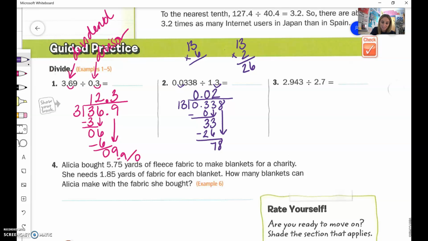All right. 6 times 3 is 18. Carry my 1, which is my 10. 6 times 1 is 6. Plus 1 is 7. So I get 78. So 6 times 13 is 78. When I subtract, I get nothing left. I'm not annexing any more zeros.